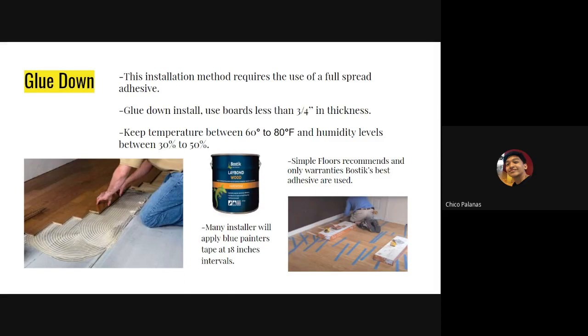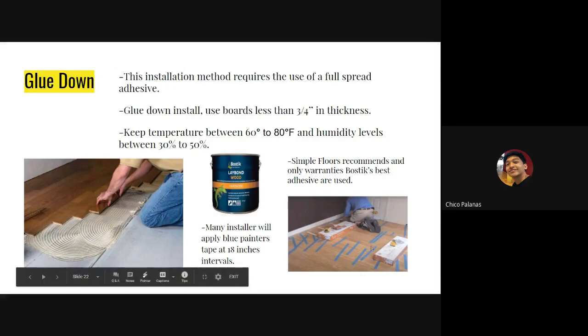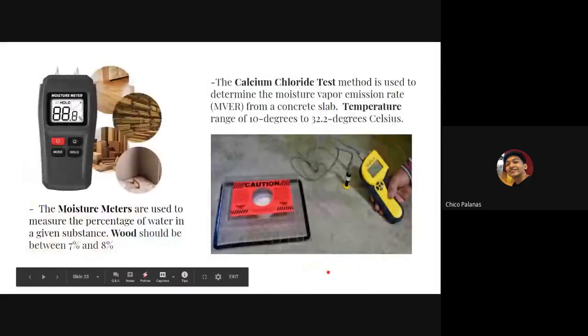Commonly used by installers is Bostik Laban wood adhesive, mostly because it is more tested and approved as a product. You can see in this picture the blue lines. That is tape, used to secure the floorboards together until the adhesive is cured. It takes 24 hours for the adhesive to be fully cured.